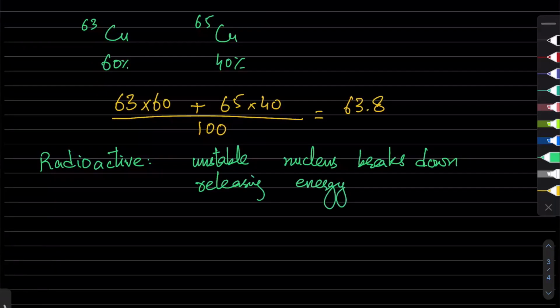And of course, it does release some other things as well. But for now, we just need to know that it releases energy in the process, which means it might be glowing, which means it might be hot, things like that. So that's what radioactivity means. It releases energy and it's an unstable nucleus. Okay. So yeah, that's all that you need to know for this chapter.